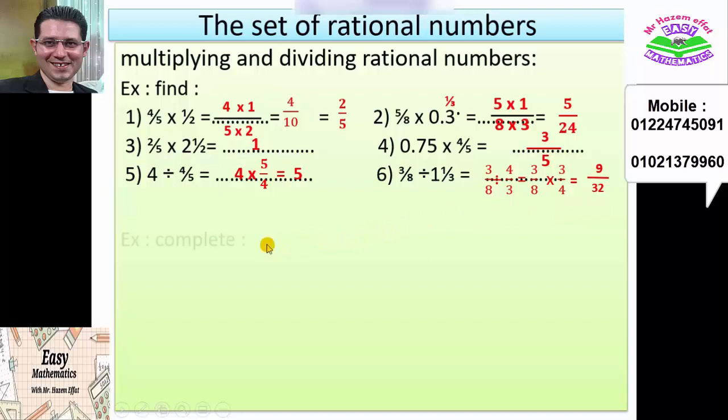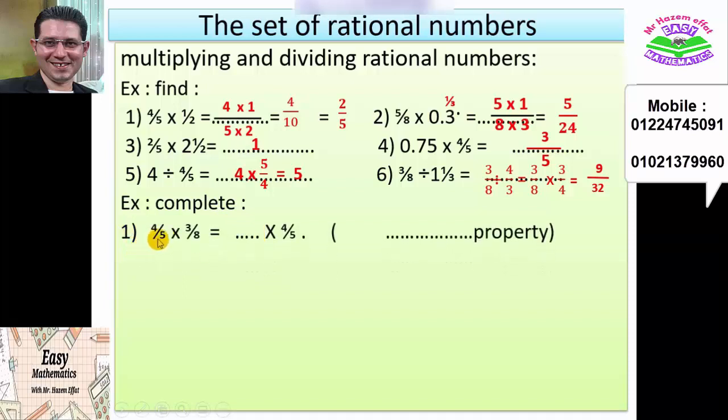Now we're going to talk about the properties of multiplication in the set of rational numbers. Only multiplication, not division, because we don't have the properties in division. And we have studied it before in the addition. Both of them are the same with some differences between some properties. Let's see.